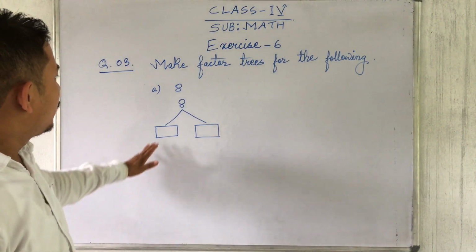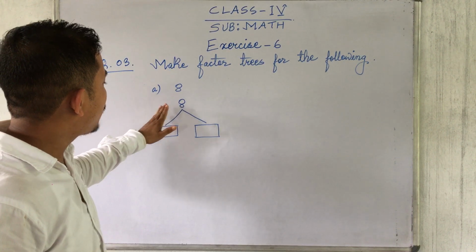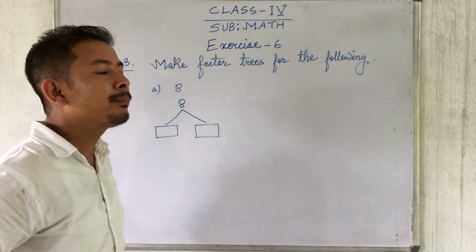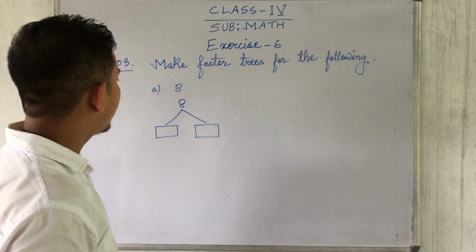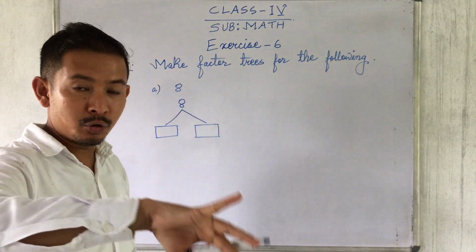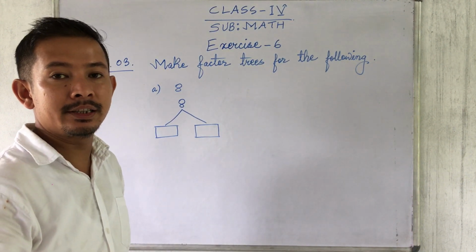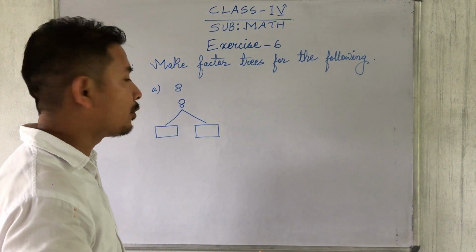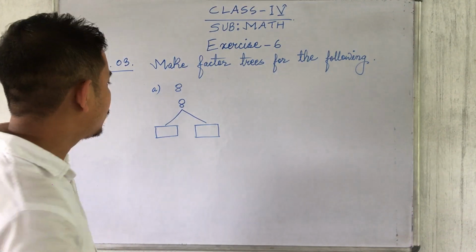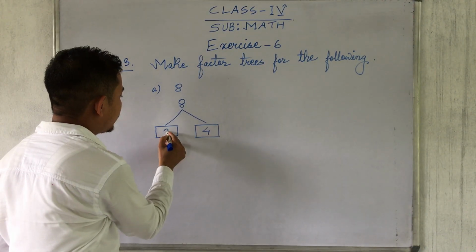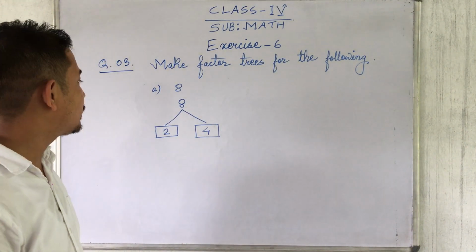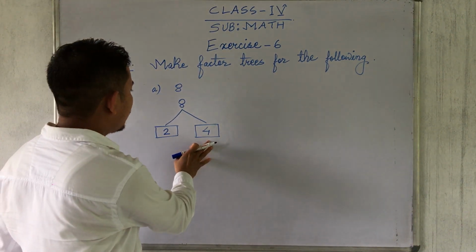Look here. First of all, you have to find the number by which 8 is divisible. If you see 2, is 8 divisible by 2 or not? Yes, it is divisible by 2. How many times? 4 times. So 4 times 2 is 8. That means this 2 and 4 are the factors of 8. This is the way. Now there is 4.